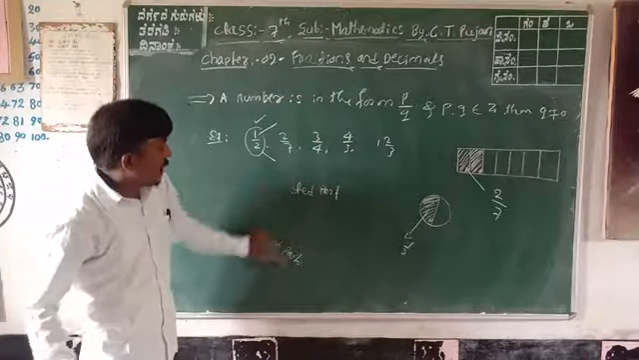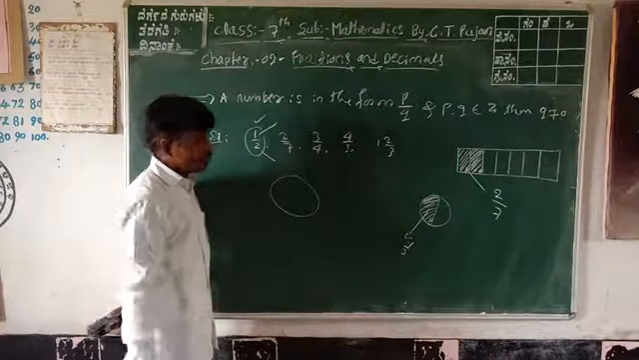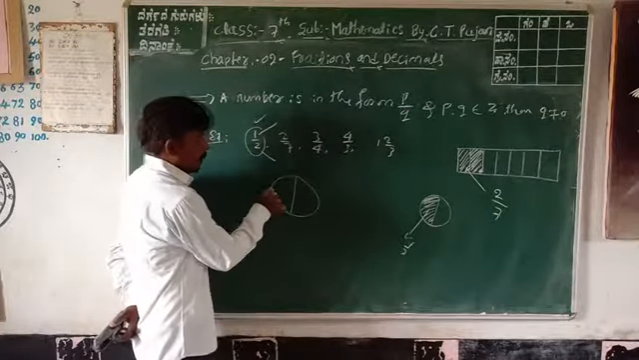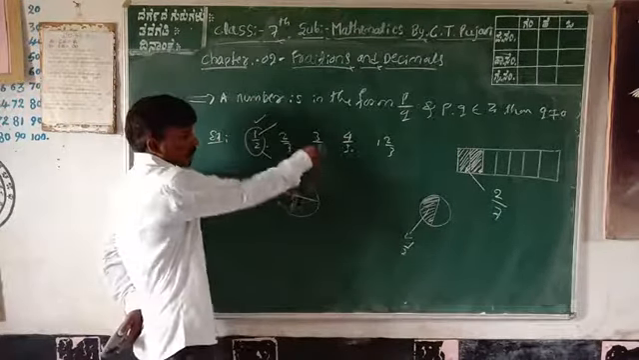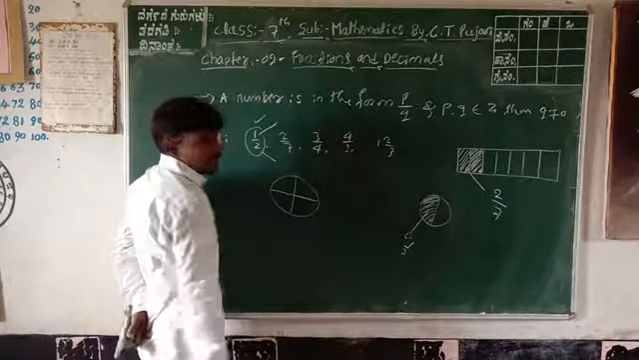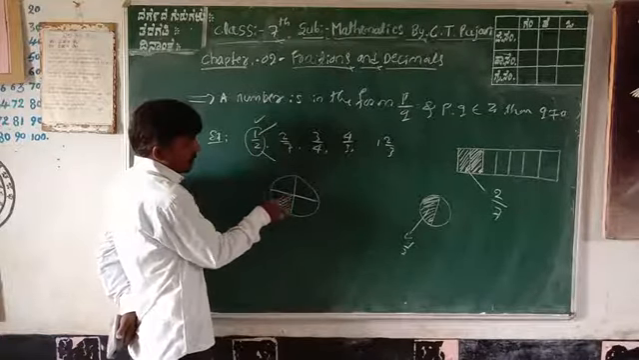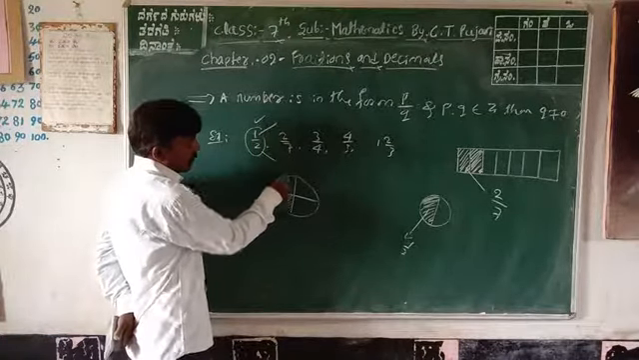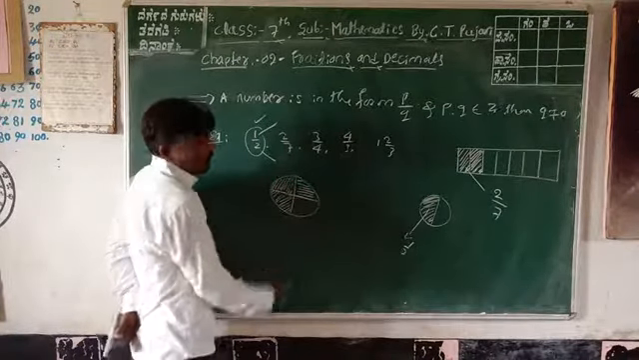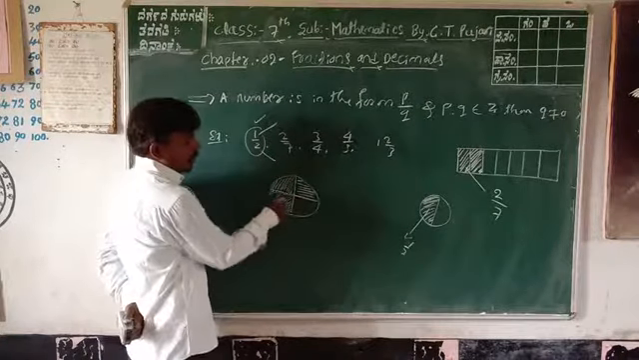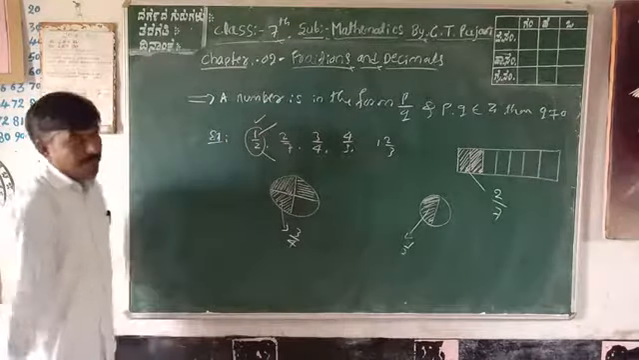The next one is 3 by 4. How to draw the diagram of 3 by 4? Again you can take one circle or square, any one. For example, take 4 equal parts. In the numerator 3, in the denominator 4. Therefore, 3 means the selected parts. How many selected parts? 3 parts are here. The total parts are 1, 2, 3, 4. Therefore, this fraction is 3 by 4.